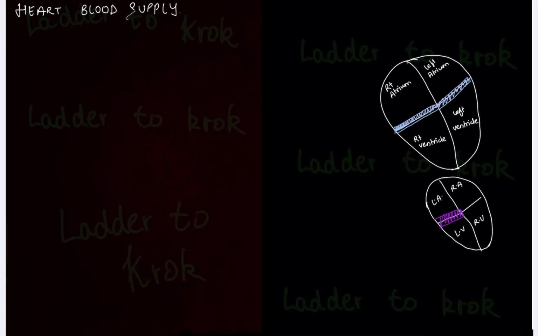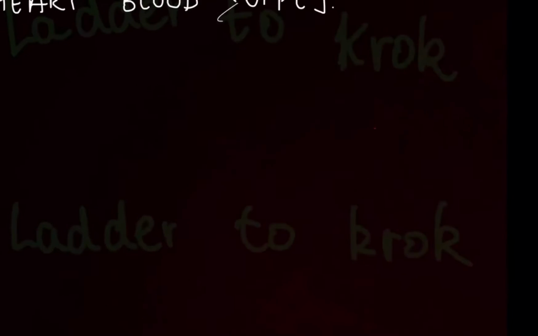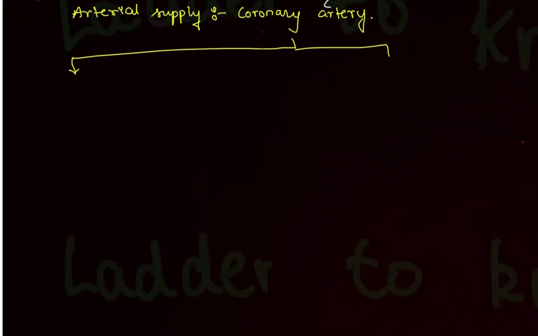So first we'll learn about the arterial supply of the heart, then we'll learn the venous drainage. So starting first with the arterial supply. For the arterial supply, you must know that there is one artery which supplies the heart, and that is the coronary artery. So write down arterial supply by which artery? By coronary artery. Now this coronary artery has two branches, a left coronary artery and a right coronary artery. So let's know about them in detail.